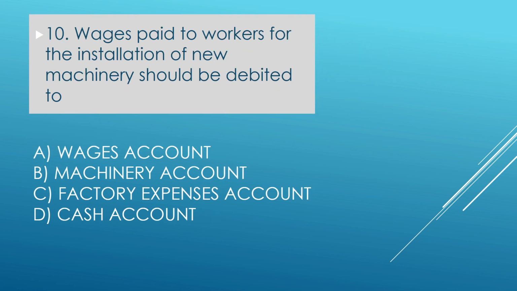The next question: wages paid to workers for installation of new machinery should be debited to, which means that when you are purchasing new machinery and installing it, and for installation you are paying an amount to the mechanics or engineers, what will you do with this amount? Will you debit the wages account? Will you debit the machinery account? Will you debit the factory expense account? Will you debit the cash account? What will you do? This is a question for homework. You have to do it and give your answer in the comments. I will check and give you the correct answer there.